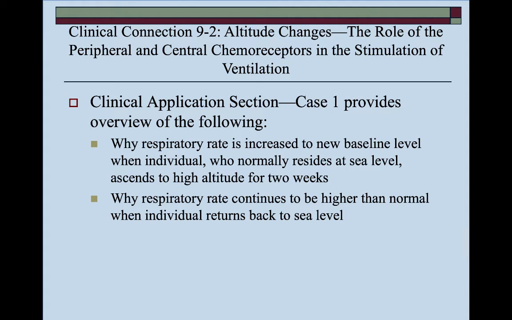So here we're talking about the altitude again. Once again, please look at your text. Your text talks you through everything. It talks about why the respiratory rate is increased to a new baseline level when an individual who normally resides at sea level ascends to a high altitude for 2 weeks, and then why the respiratory rate continues to be higher than normal when the individual returns back to sea level. So we would be considered at sea level. And so going up into the high Rocky Mountains or another really high mountain would be a high altitude.